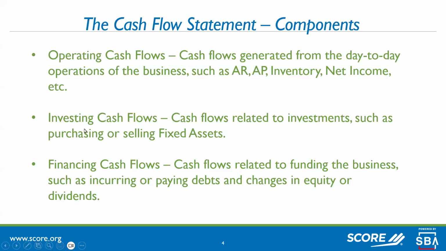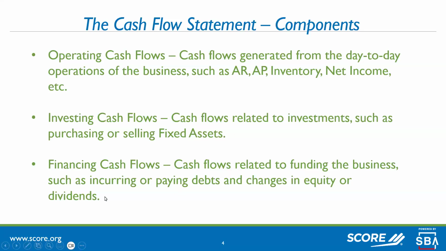The second section on that cash flow statement was investing cash flows. These are cash flows that are related to investments, and most likely these are related to what you'll see as purchasing or selling fixed assets. You might also hear fixed assets are the same as capital expenditures or property, plant, and equipment. They can be called different things depending on what system you're using or who's preparing your financials, but those are all the same. And those would be investing cash flows because you're investing in your business.